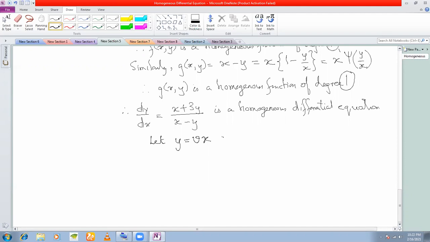Understood? So now if you differentiate, we get dy/dx is equal to, differentiating v into x by the u into v rule, what do you get? v plus x dv/dx. Am I right? We'll get this or not?